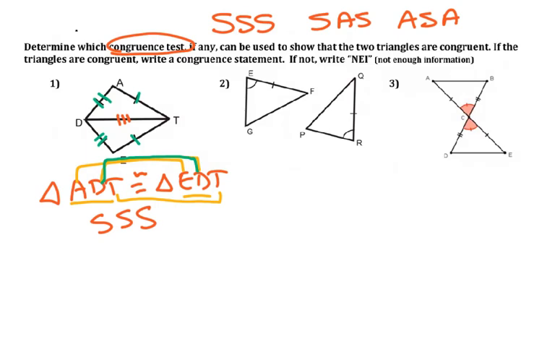Okay, number two, we see that we have angle E and angle R, and we have EF and QR. That's an angle and a side, so I would either need another side, like that, or I would need another angle, like that. However, I don't have either one of those things, so I don't have enough information here to say whether they're congruent or not. They might be congruent, but I cannot prove it. So that's where I would say not enough information. It doesn't matter if they look like it or not. I can't prove it.